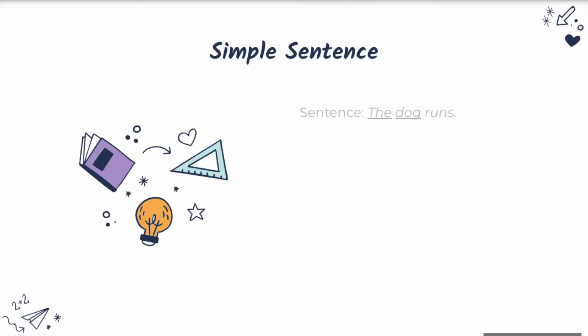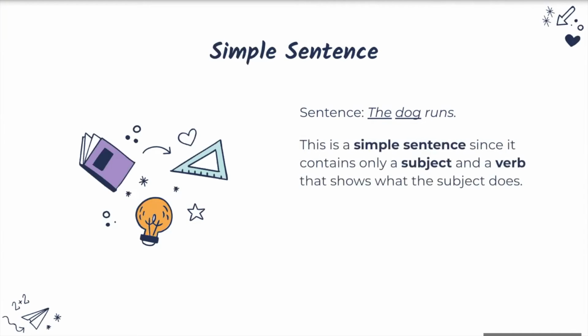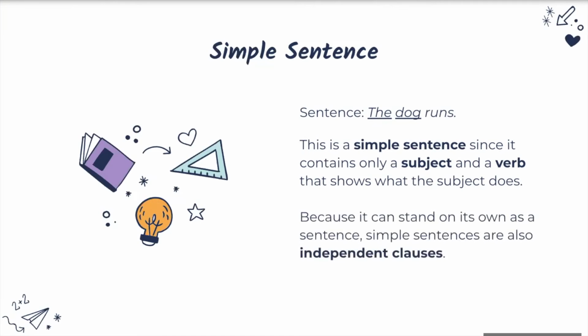Okay, next is about simple sentences. An example sentence is, the dog runs. In this sentence, the subject is dog and the conjugated verb is runs. This is a simple sentence because it has only a subject and a verb, and the verb shows what the subject does. Since it can stand on its own as a sentence, simple sentences are also independent clauses. So the dog runs, the sentence, is an independent clause.